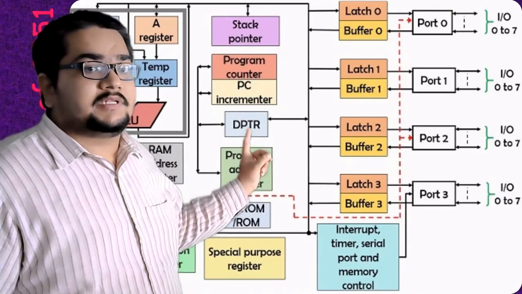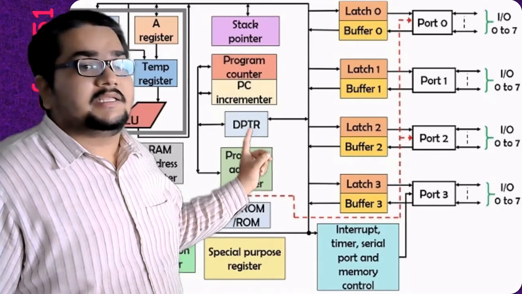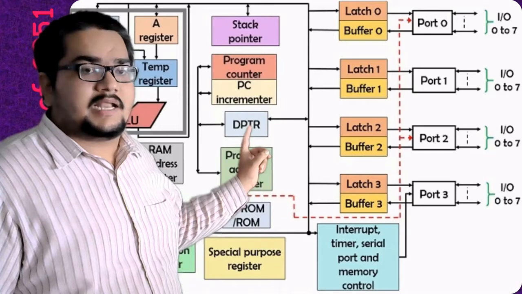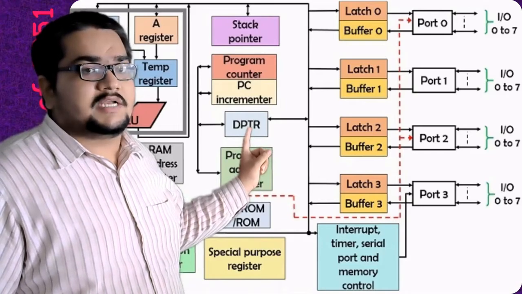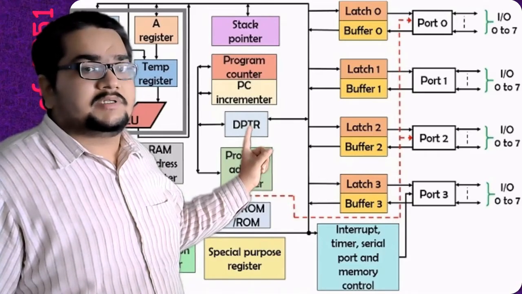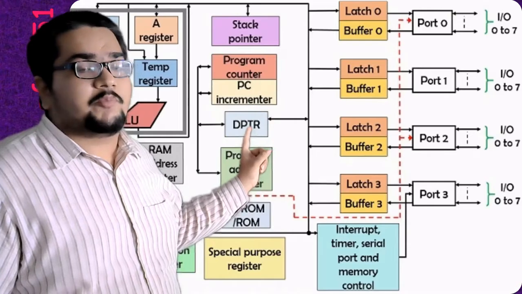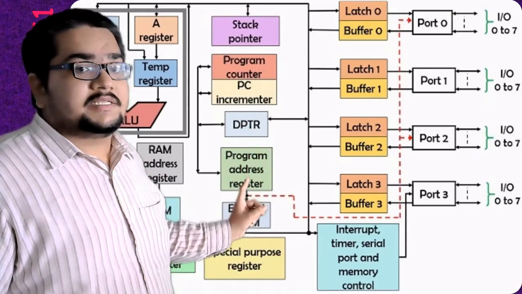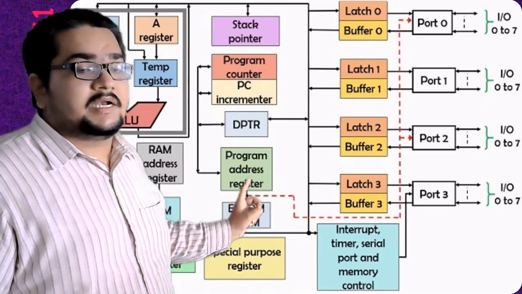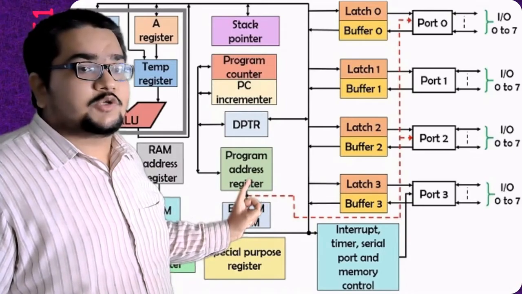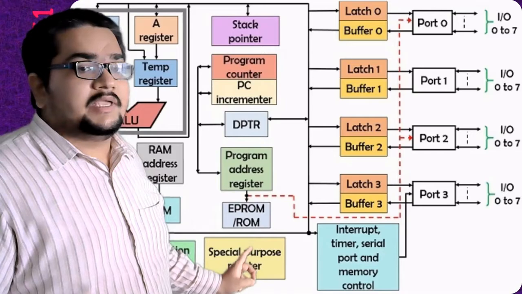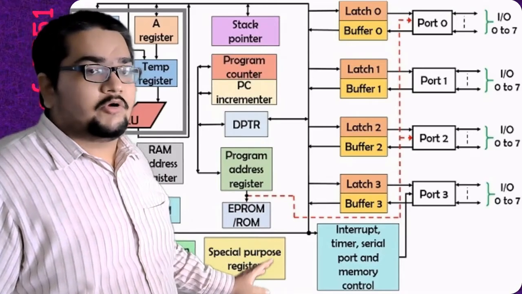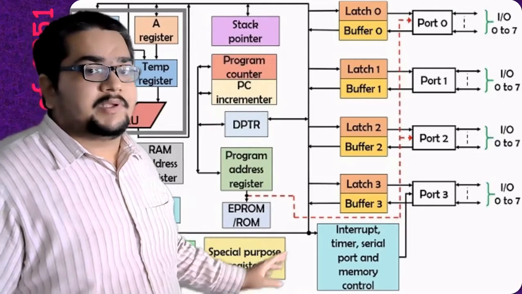DPTR is used for pointing to the data memory connected externally. We know that 8051 has an internal 128 bytes of data memory, that is RAM, but you can always interface an external memory to it. At that time, this DPTR register will be used for pointing to the data in the external memory. The program address register is used for generating the addresses of the program instructions. These are a few more special registers available. About these, we will be talking in the register organization topic.